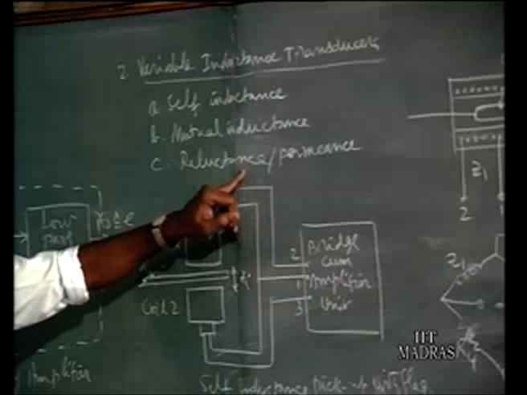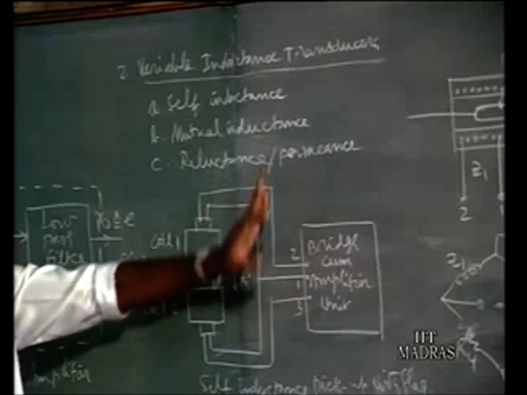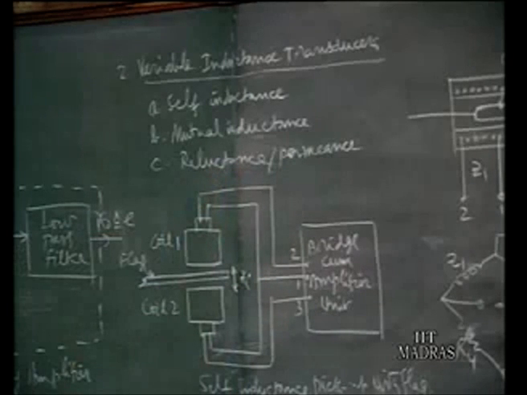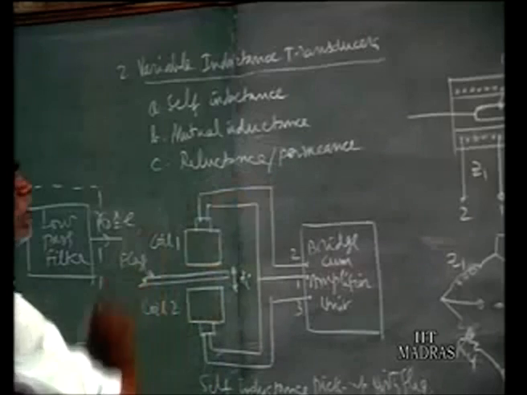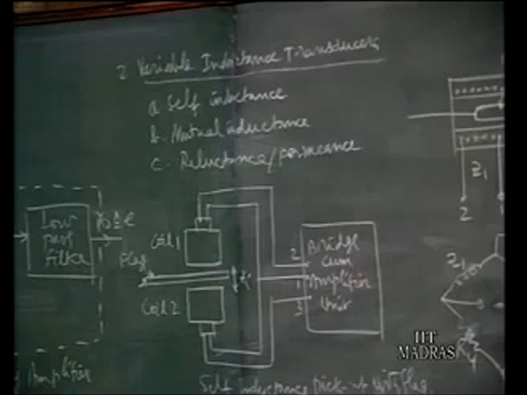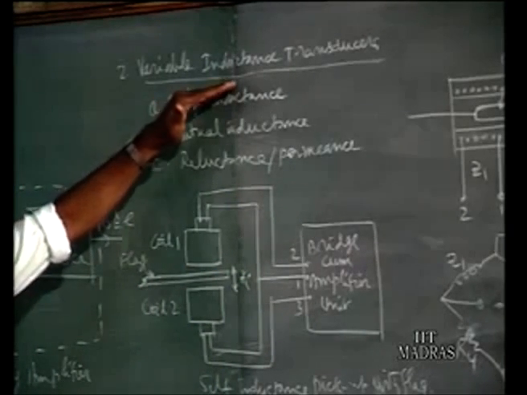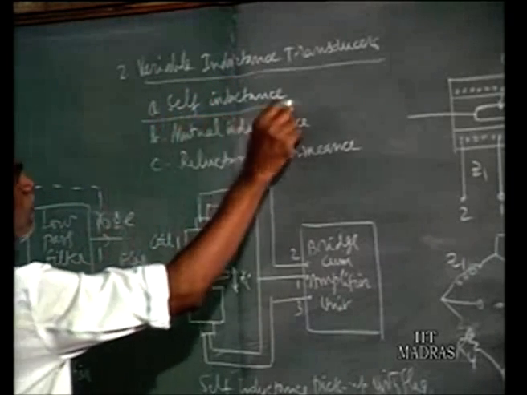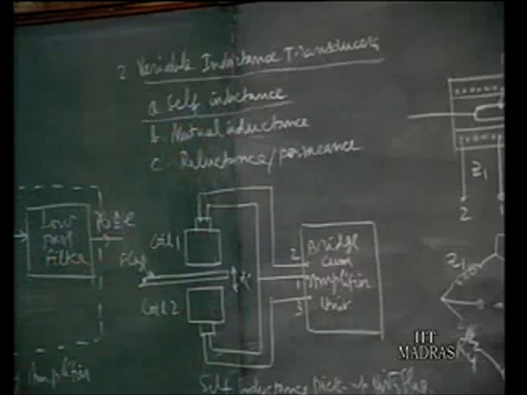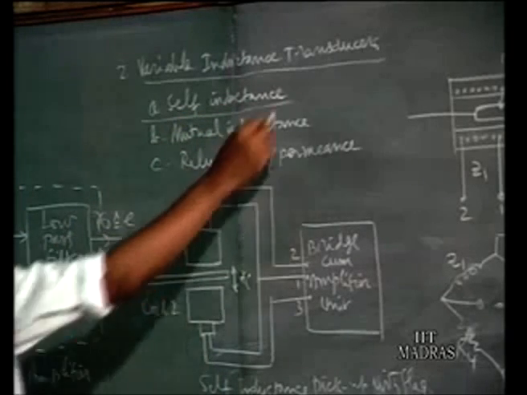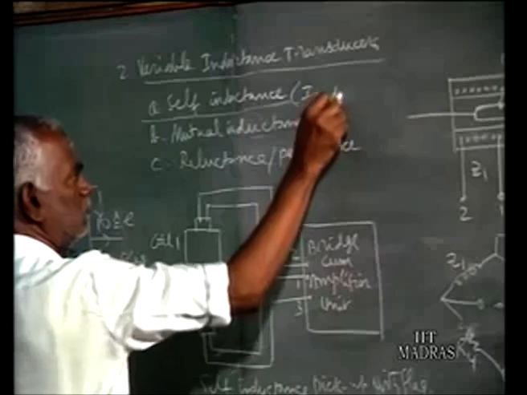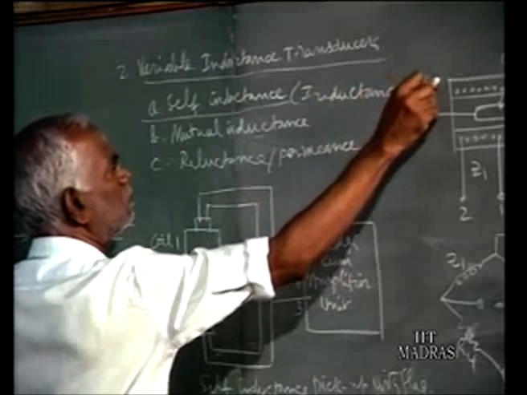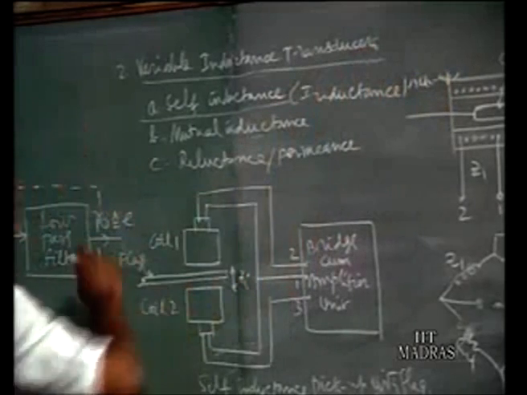The reciprocal of reluctance is called permeance. Sometimes it is also known as permeance pickup; some American firms call it permeance pickup. So these are the three ways in which inductance is made use of. First we take the self inductance. It is sometimes called simply inductance pickup, self inductance or inductance pickup. This is also colloquially used.